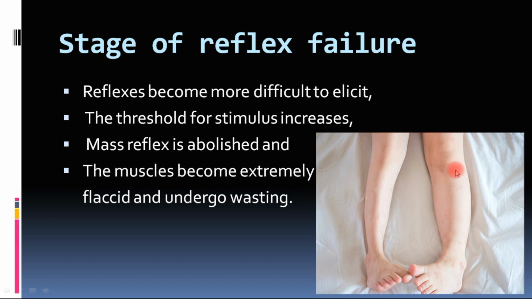As you can see here, this is just an example of muscle wasting. There is a normal side where the muscles are normal, and compare it with the affected side, the muscles are wasted. The bulk of the muscle has reduced. That is called muscle wasting. So if there is a stage of reflex failure, this muscle wasting may take place.